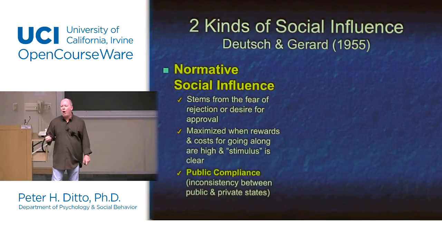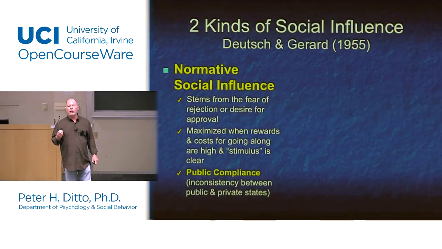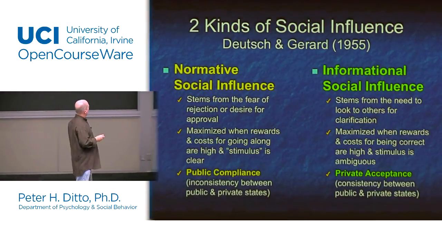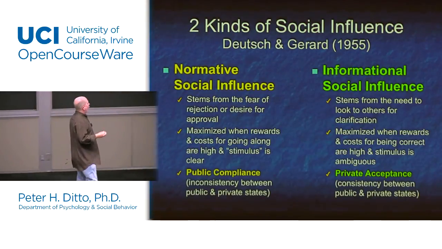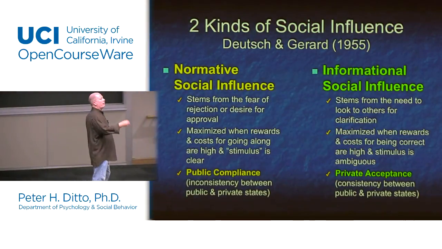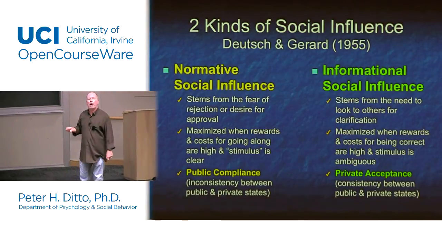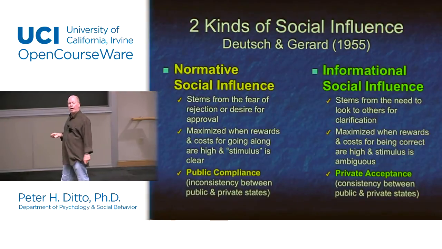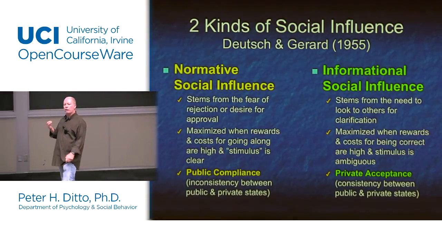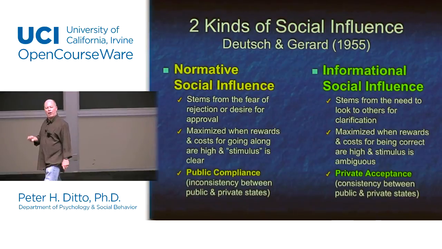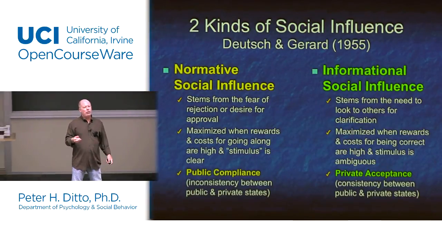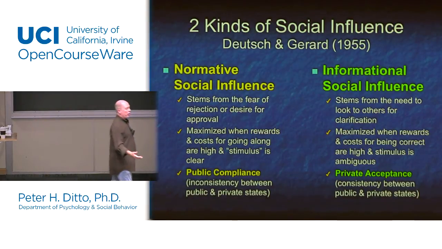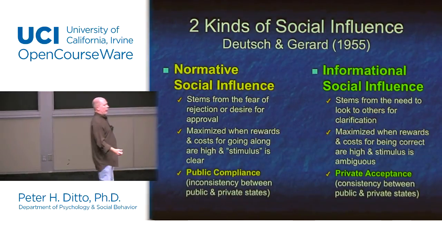But there's another more powerful kind of conformity, another effect that other people have on us, and that's called informational social influence. And this stems not from the need to go along and get along, not from that kind of fear of humiliation that you were talking about, but rather from our need to look to other people for clarification about what's going on. So most of the things that we know in this world are social things, right? We know them because other people believe them too. Right, and we look around and we decide, oh, this is the right thing to do because other people are doing it, or that's the right answer because other people are answering those things.